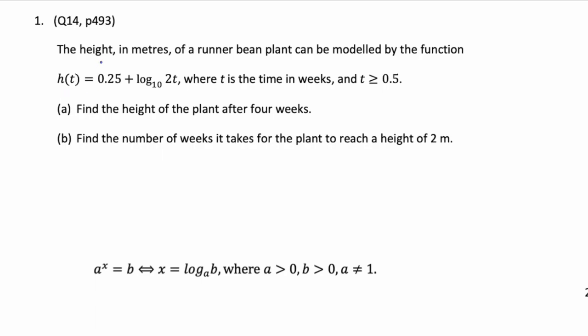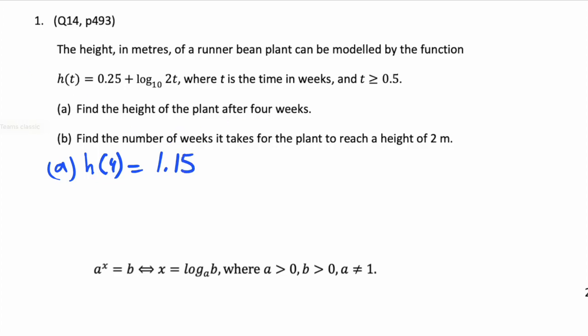So here's a model for the height in meters of a runner bean plant. The height is given as 0.25 plus log base 10 of 2t. Okay, so find the height after 4 weeks. Well, that's simply substituting in 4, and if we type that into your calculator, you get 1.15.